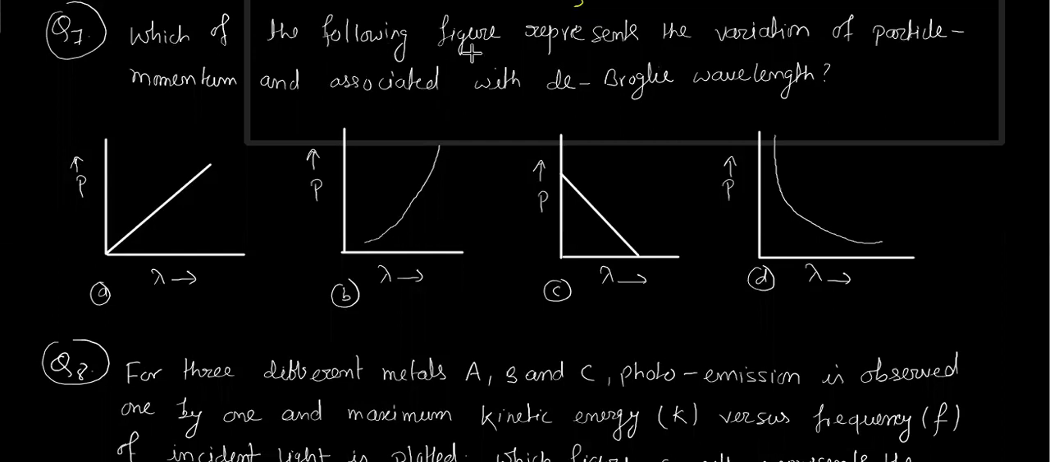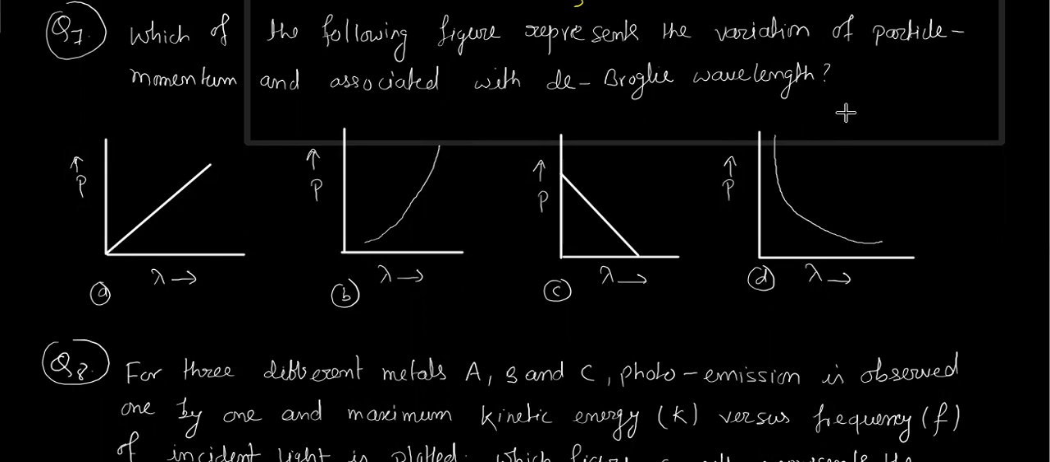Which of the following figures represents the variation of particle momentum associated with de Broglie wavelength? Or in simple words, which of these graphs represents the correct variation of momentum and de Broglie wavelength?